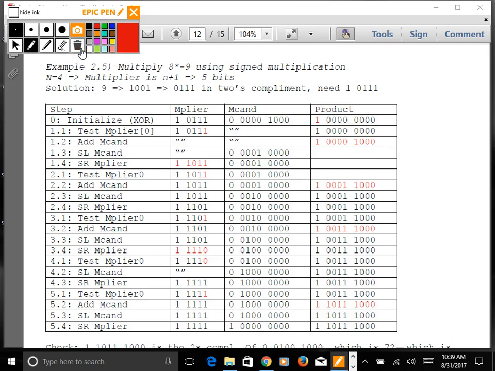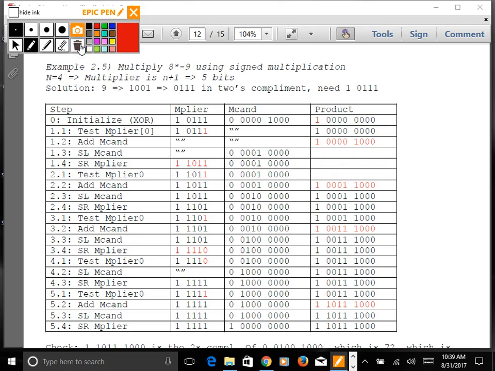So from there, we're going to test the multiplier. So in this case, you don't need to write out this value here. Don't need to write it. But testing the least significant bit means that we're actually looking at it. And since it's a 1, we're actually going to add the multiplicand to the product. So here, add multiplicand. So now this result is 1, 0, 0, 0, 0, 1, 0, 0, 0, because we're adding 8.